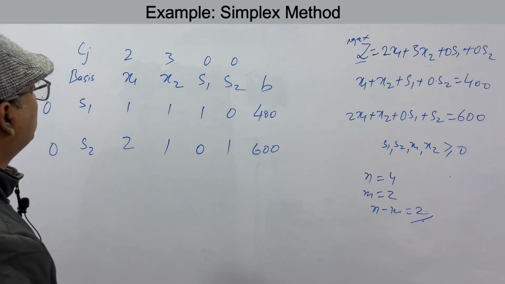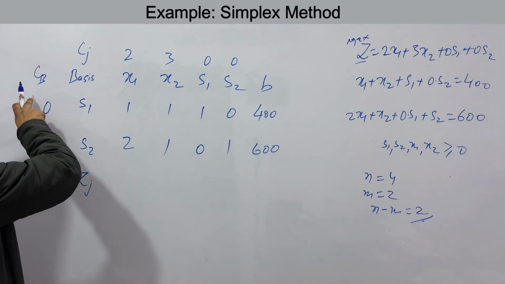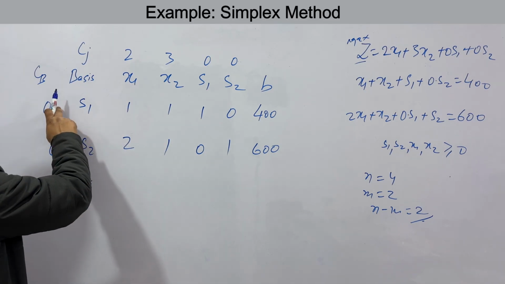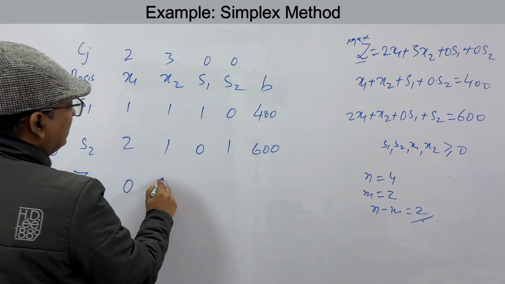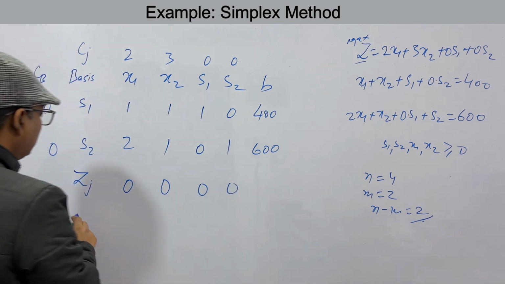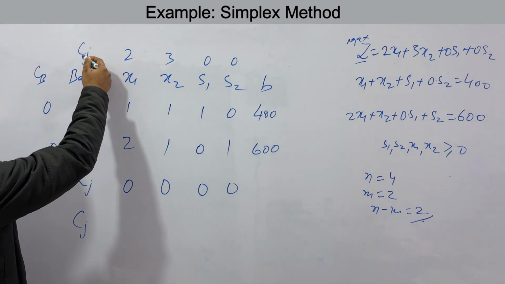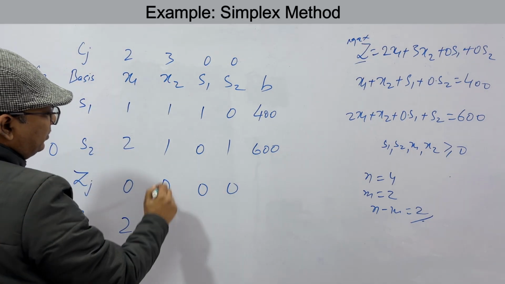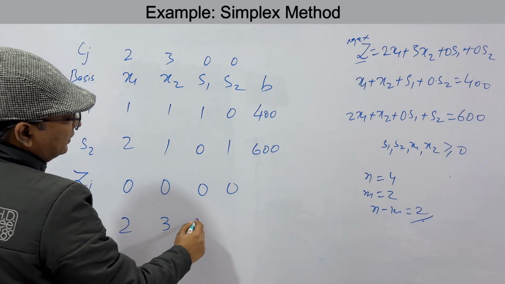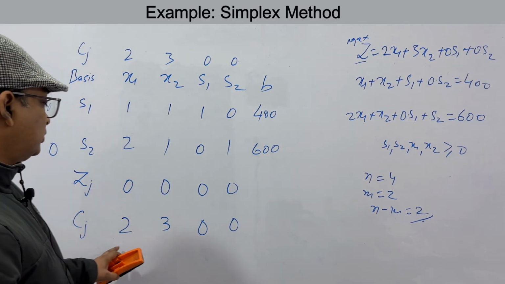Then next step, what do we do? We calculate Zj, which is this into this. So 0 into 1 plus 0 into 2, this will be 0. Because this is 0, again here we'll have 0 0 0. And then we get Cj minus Zj. So 2 minus 0 is 2, 3 minus 0 is 3, this is 0, this is 0. So this is 2 3 0 0.